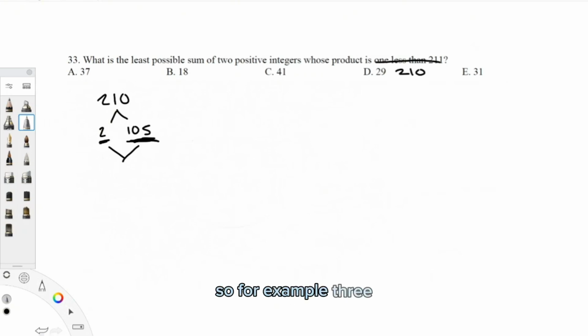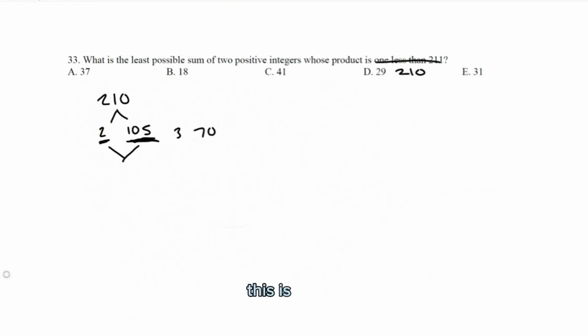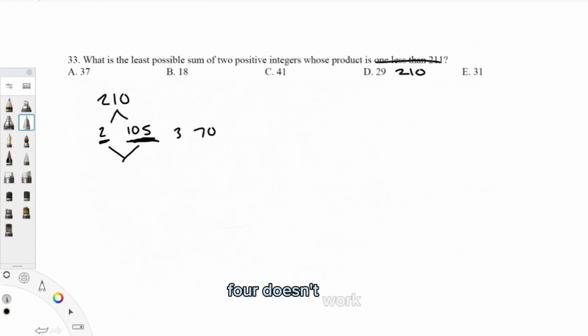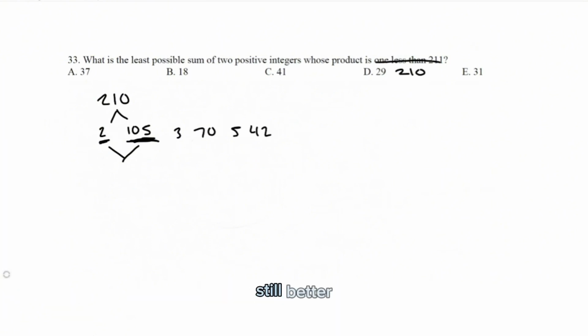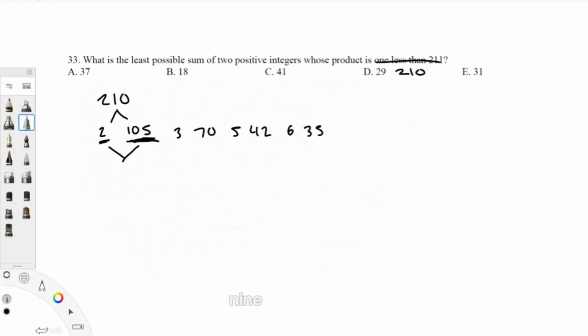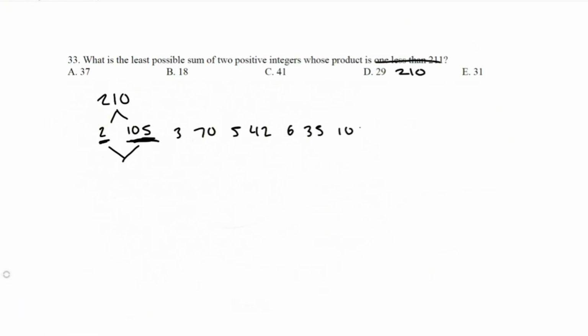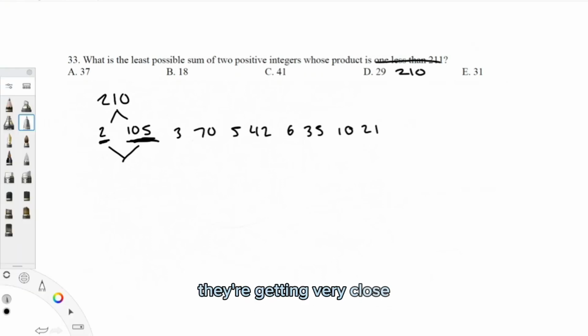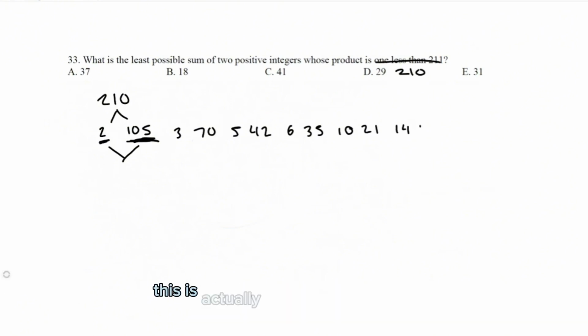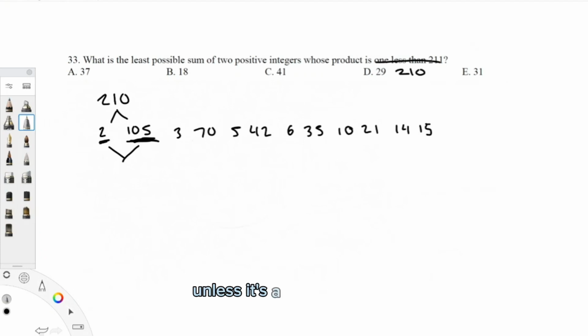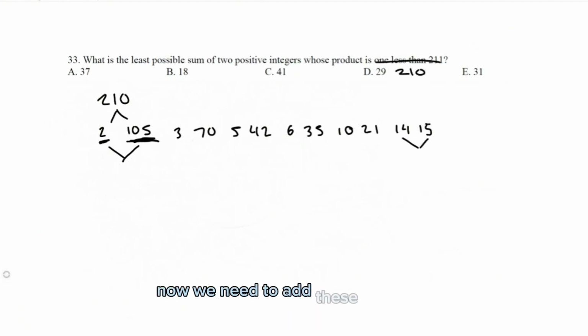For example, 3 and 70. This is better, but it's not great yet. 4 doesn't work. 5 and 42. Still better, but not great. 6 and 35. That doesn't work. 7, 8, 9, 10. 10 and 21. That's really close. They're getting very close. Then 12, 11, 13. Those don't work. 14, that does work. 14 and 15. This is actually the closest we can get unless it's a perfect square, which it's not. So 14 and 15 are the two numbers. Now we add these to get 29, and that's your answer.